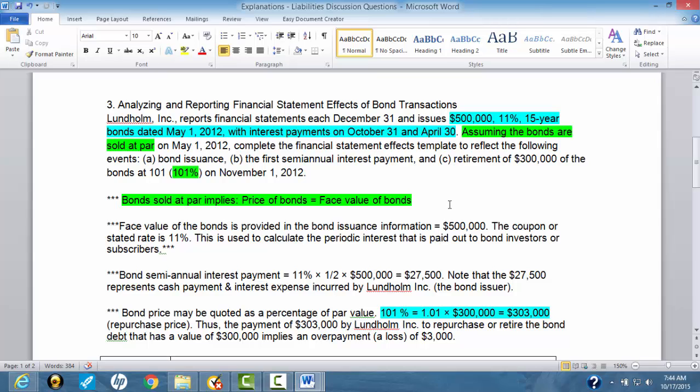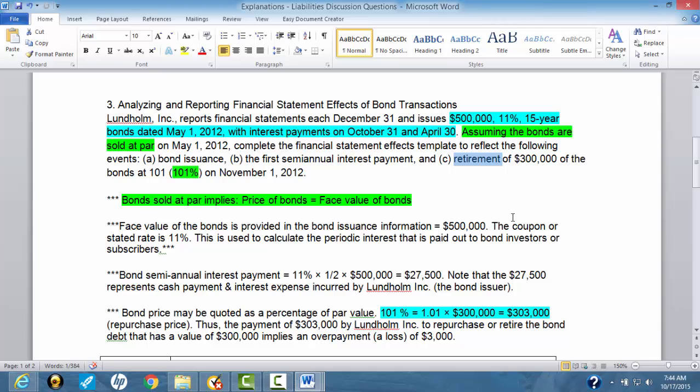Now moving on, in C, we are told to do the financial statements effects template to reflect the retirement of 300,000 of the bonds at 101 on November 1, 2012. Now, let's start off with retirement. Retirement means that those bonds have been repurchased and retired. So those amounts are not owed anymore. The liability has been retired.